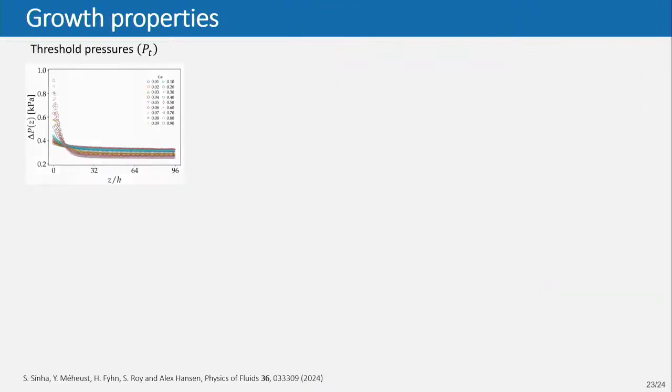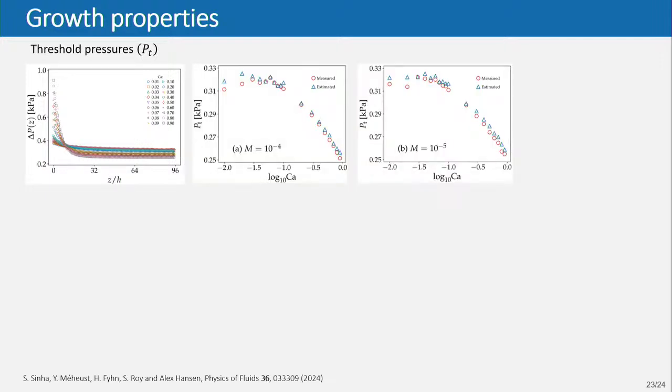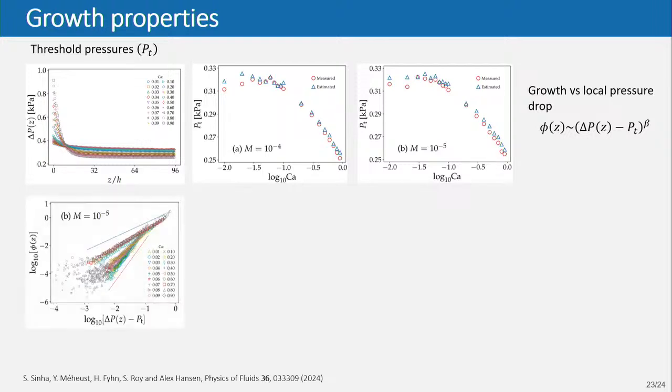So we measure the threshold pressures. This is the last slide, and for many simulations, this looks like this for two different viscosity ratios, and you can see that they don't depend on the viscosity ratio, because this is a function of the surface tension, not the viscosities. And then we compared, so now we have the pressure drop, we have the threshold pressure, we have the growth, and we can measure the beta, and they look like this.